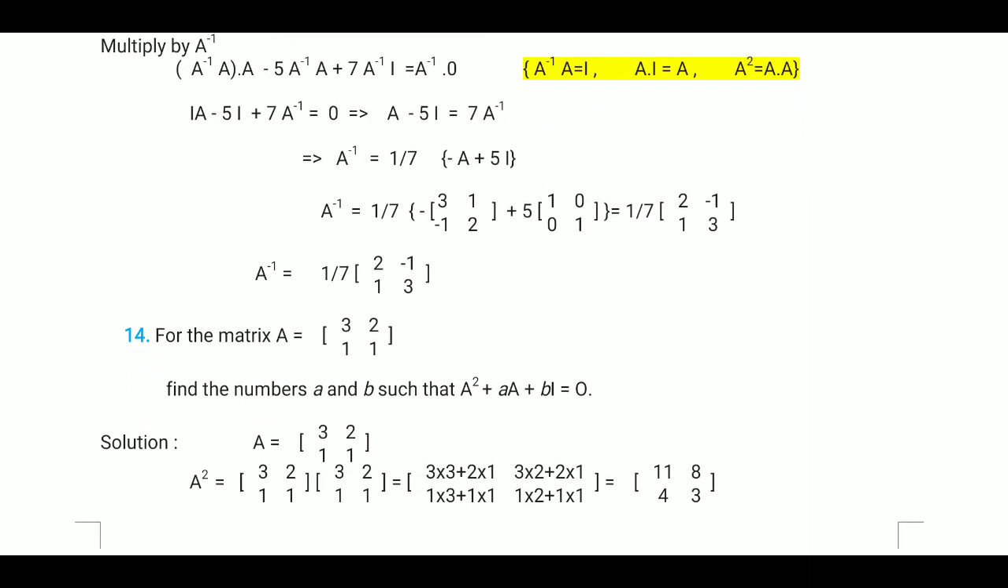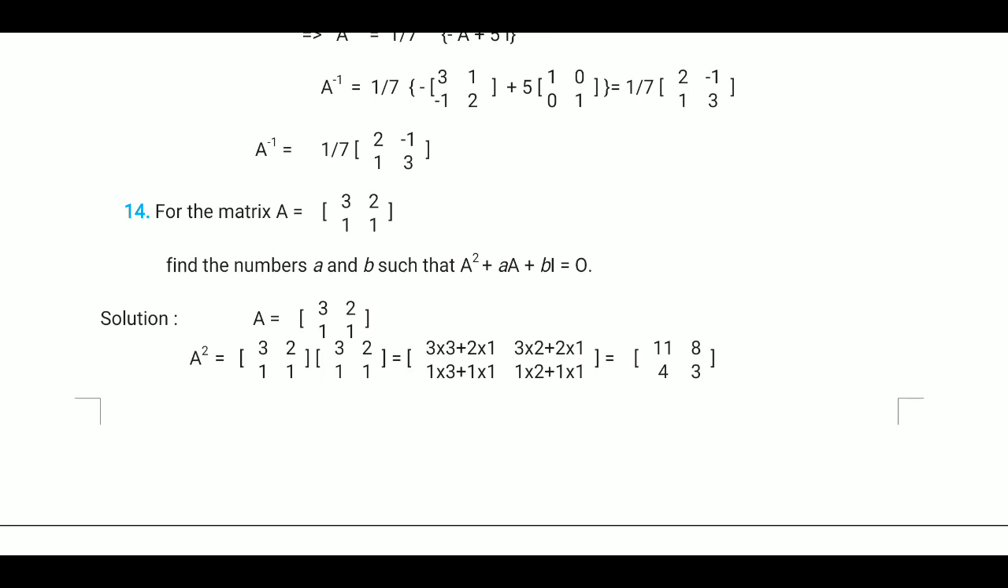Now there is another question, that is question number 14. For matrix A, which has elements 3, 2, 1, 1, find the numbers small a and small b such that A square plus 5A, small a into capital A, into matrix A plus b into the identity matrix is equal to 0. So we have A is equal to 3, 2, 1, 1. So first we find A square. A square will be obtained by row column operation.